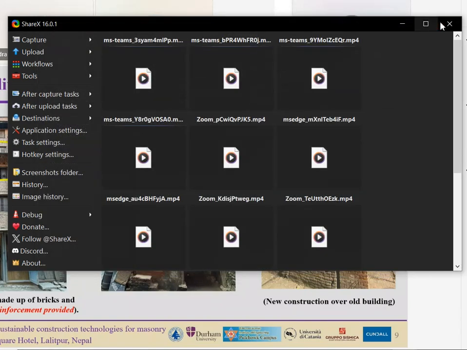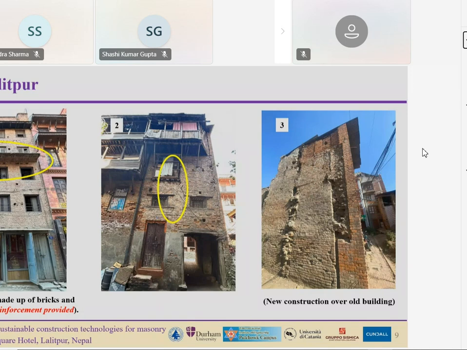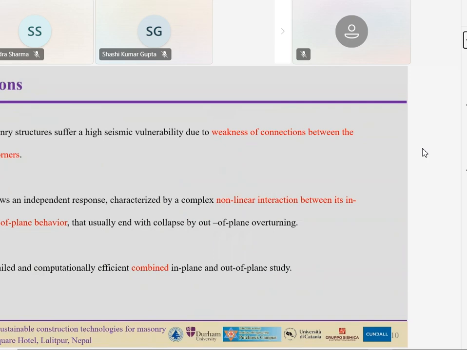In figure one, there is a window shade with no reinforcement. It's just brick and mortar together. And in the right-hand side picture number 3, you can see a new construction over an old building. So we realized during our site visit that we tried to identify some critical points on which we need to move further. We found that the weakest connections between the wall and corner can be really vulnerable.